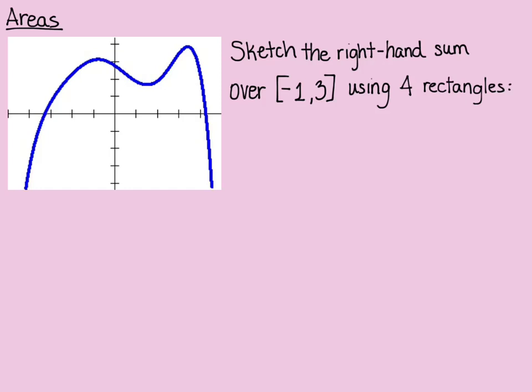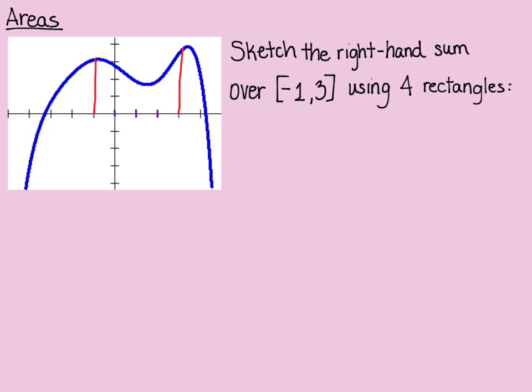So I've given you a graph of the function, but I didn't tell you what the function is. In this case, I don't really care what the actual numerical answer is. I just want to sketch the rectangles, and I want to show that I'm using the right-hand sum. Notice that I only care about the interval from -1 to 3, so I'm going to mark off those endpoints. And then I want to use 4 rectangles. So I've marked off in purple here the tally marks that I need to create 4 equal sized chunks.